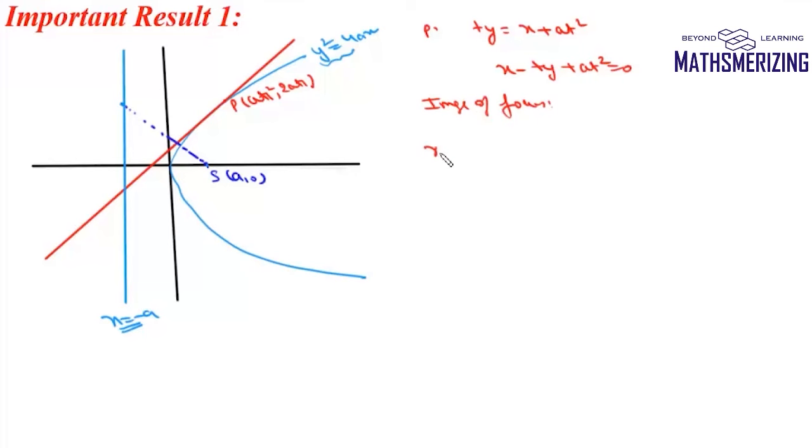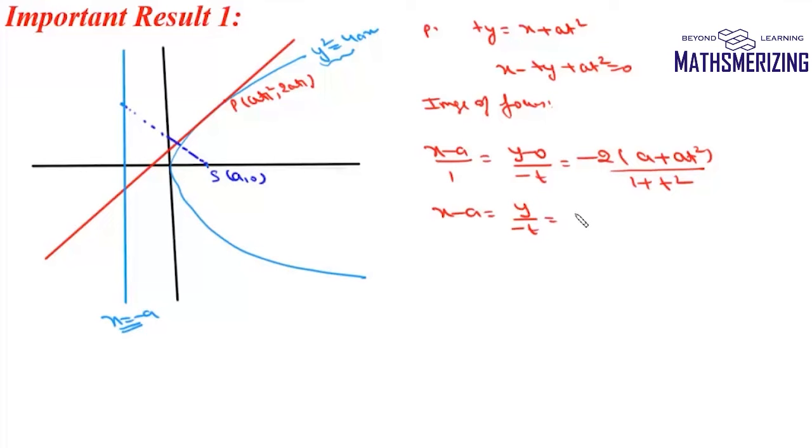So image of focus will be (x minus a) upon 1, (y minus 0) upon minus t, and then minus 2. We'll put the value of x and y, so it will be (a plus at square) upon (1 plus t square). So 1 plus t square will cancel, we'll get (x minus a), y upon minus t, and this is minus 2a. So if we'll solve this x, then we'll get x as minus a, and we'll get y as twice at.